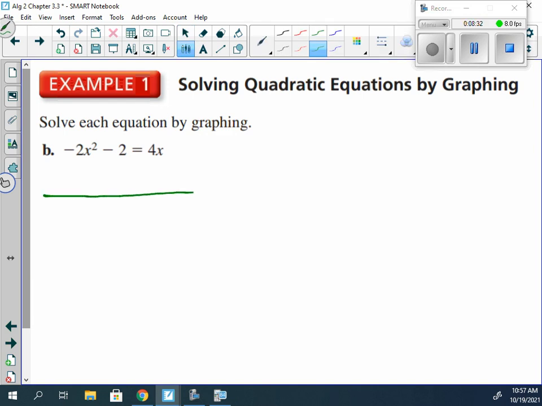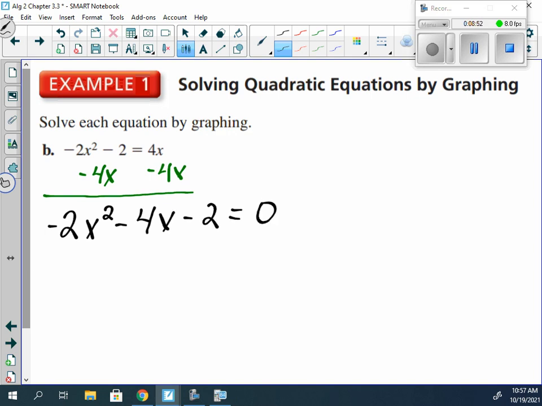Yes, we can subtract 4x from both sides. And if we subtract 4x from both sides, well, 2x squared and 4x are not like terms. 4x and 2 are not like terms. So we just have -2x squared minus 4x minus 2 is equal to 0. And I always try to rewrite it in standard form. Biggest variable with an exponent goes first, so x squared would go first, then x, and then the number without x. We want it to go in decreasing power.